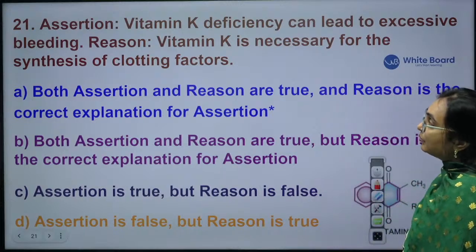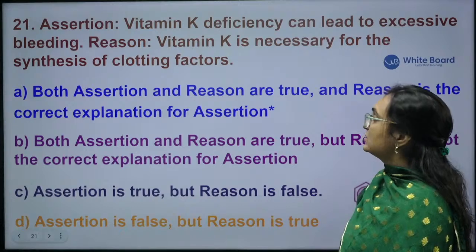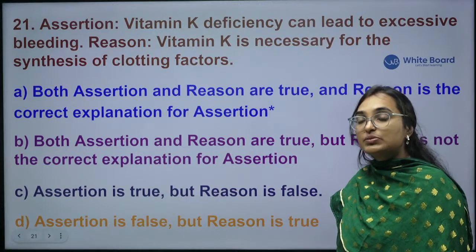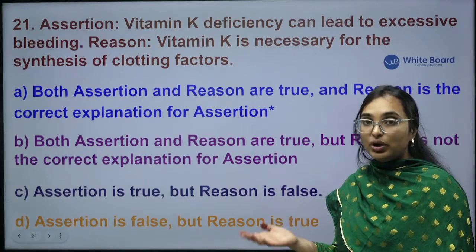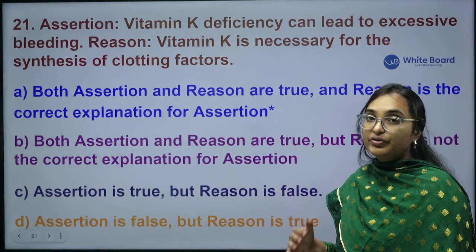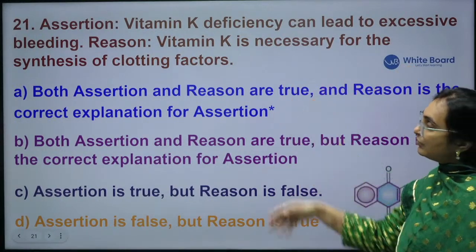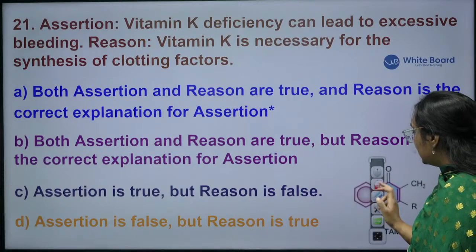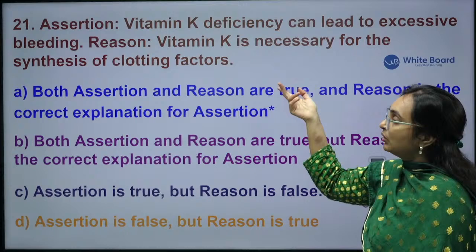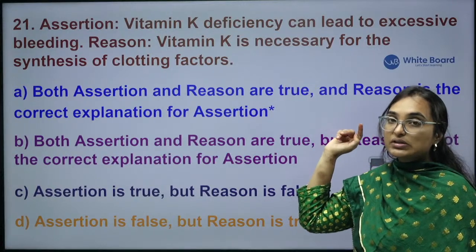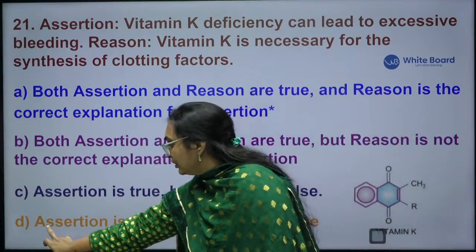Assertion reasoning type: vitamin K deficiency can lead to excessive bleeding. Yes. Vitamin K is responsible for the synthesis of coagulation factors, which help in the coagulation of blood. If it is not there, then obviously it causes bleeding. Reason: it is necessary for the synthesis of clotting factors. So it is exactly matching. A is correct and R is the correct explanation for A. So, the answer is A. Next question.